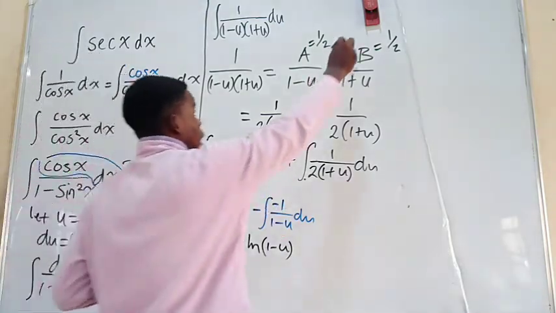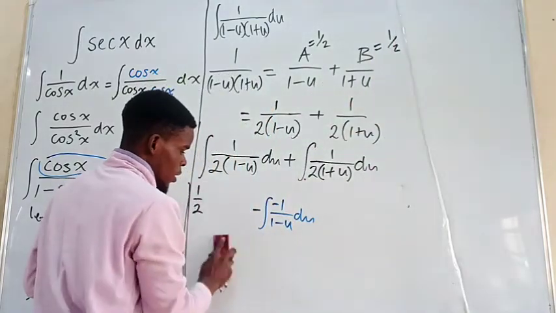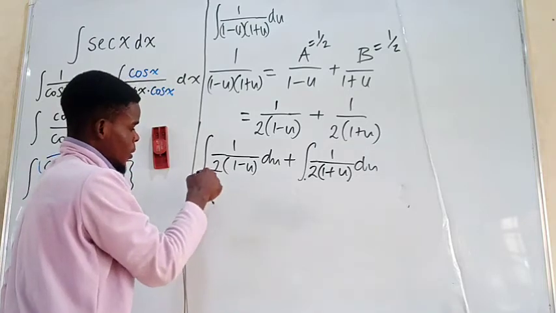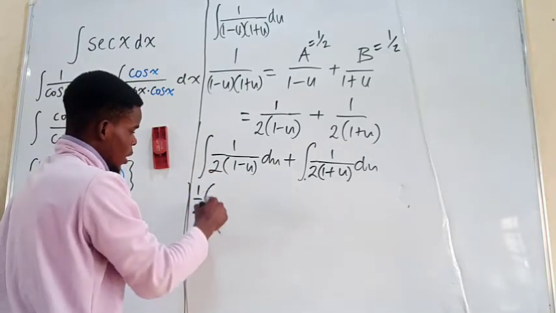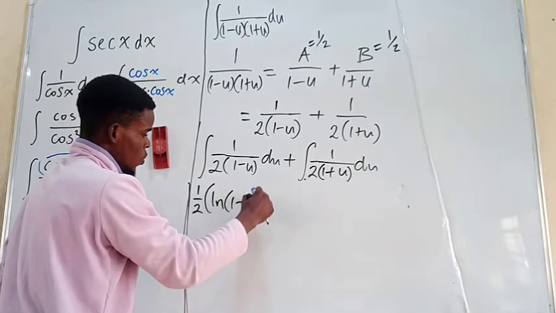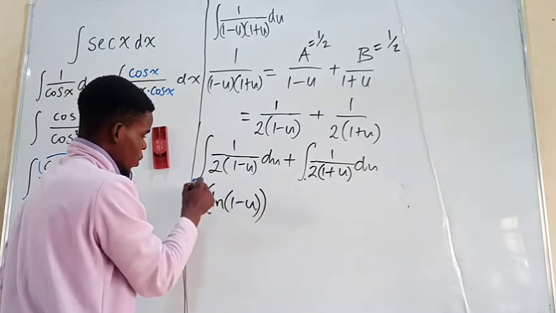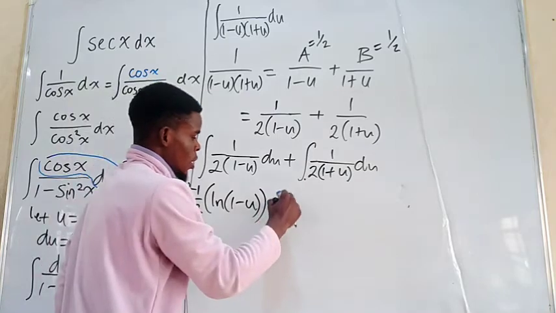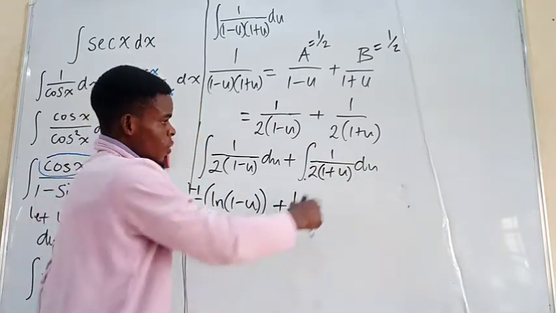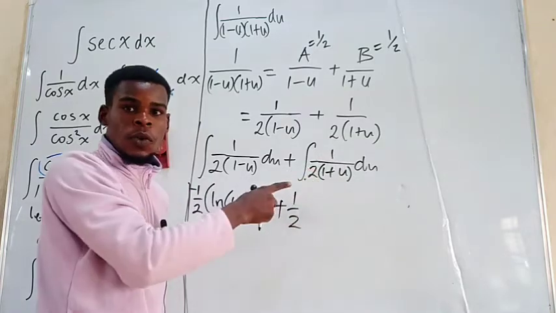Okay, so I would just plug that answer in. So let me do it straight now. We're going to have 1 over 2 out, then the antiderivative of 1 minus u, and don't forget about the negative 1. Okay, so the next thing is 1 over 2 times the antiderivative of 1 over 1 plus u, which will give us just 1.